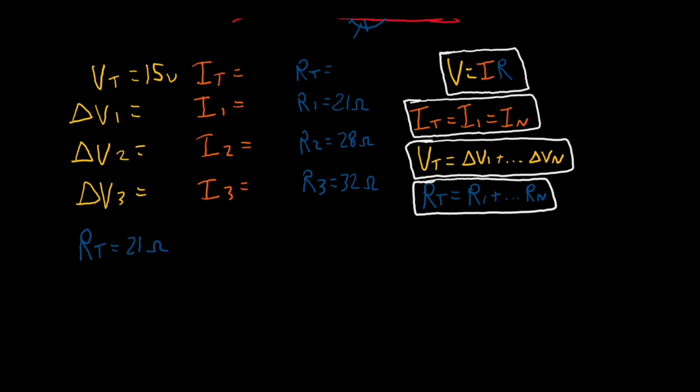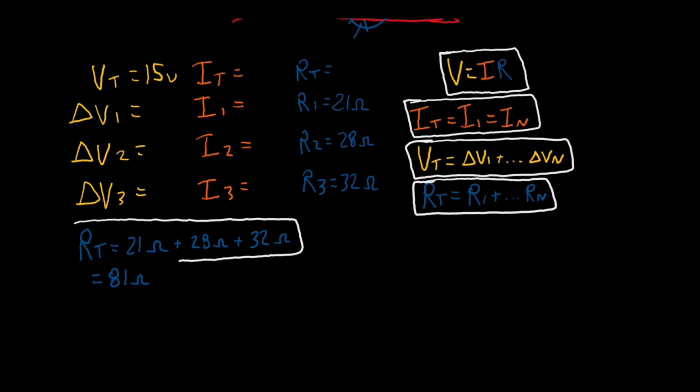What we can first do is solve for the total resistance, as we have R1, R2, and R3, and so RT equals 21 ohms plus 28 ohms plus 32 ohms to equal a total resistance of 81 ohms. Let's box it to keep it neat, and now plug it in for RT. Now, seeing as we have the total voltage as well as the total resistance, we can now solve for the total current using Ohm's law.